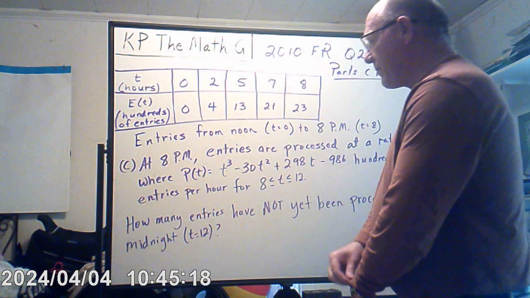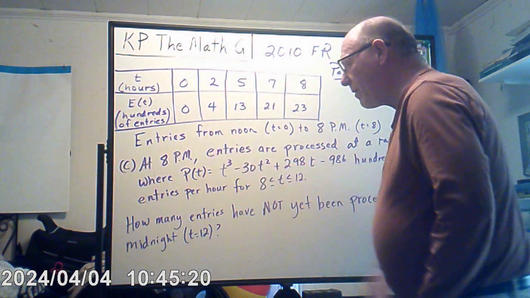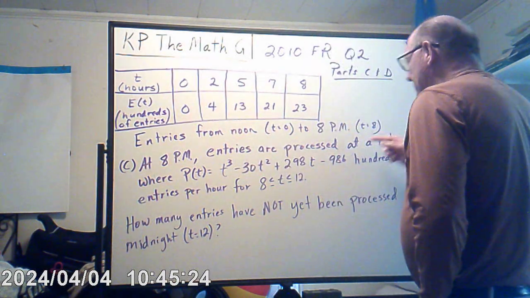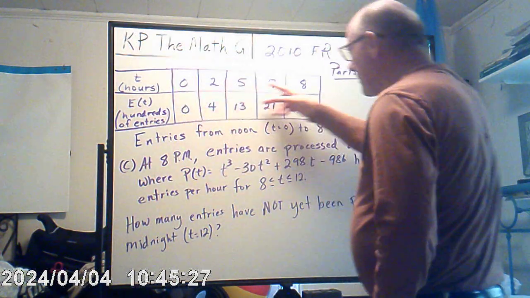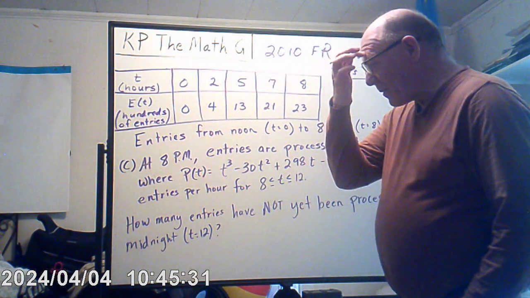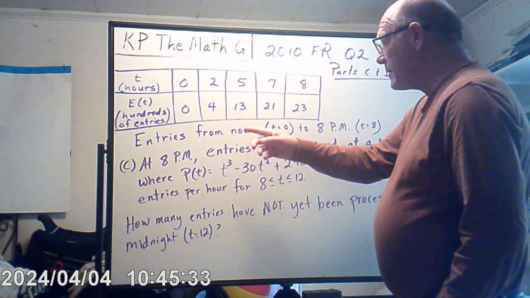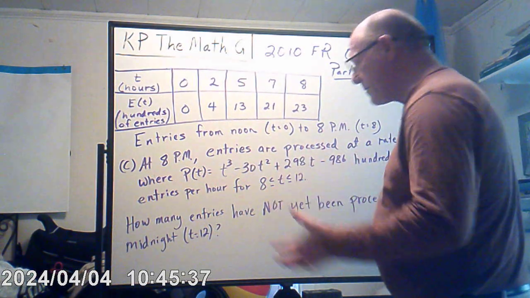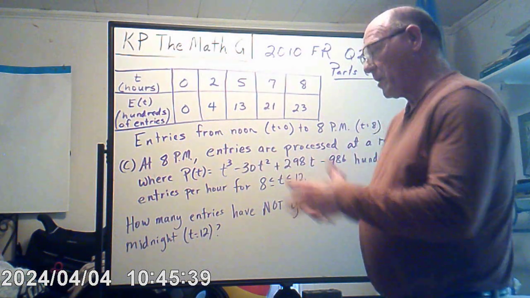Here's a table of entries, whatever entries they are, starting at noon at t equals 0 to 8 p.m. These are the entries here, and so we're going to look at part C. It says at 8 p.m., right here, entries are processed.